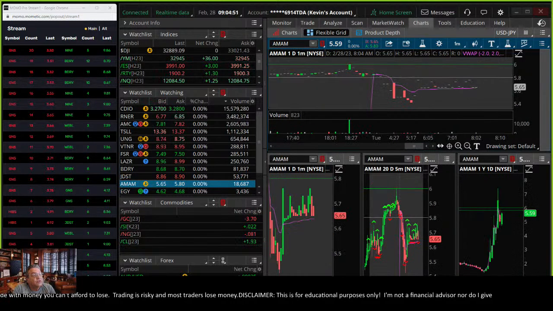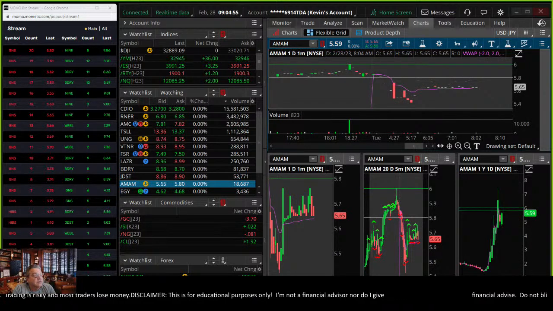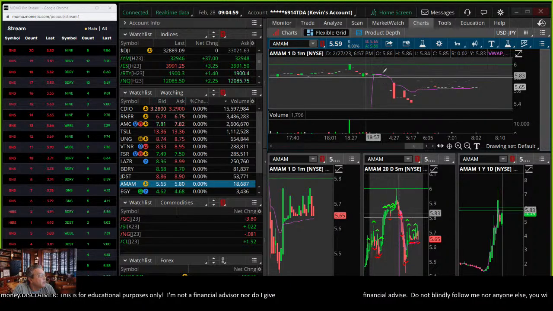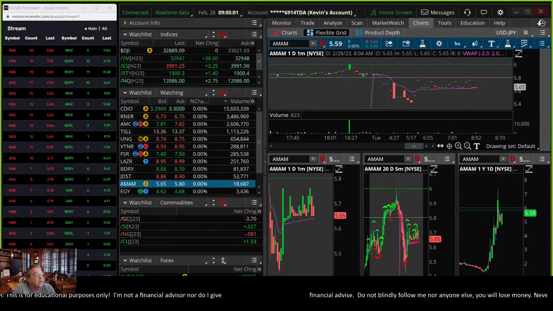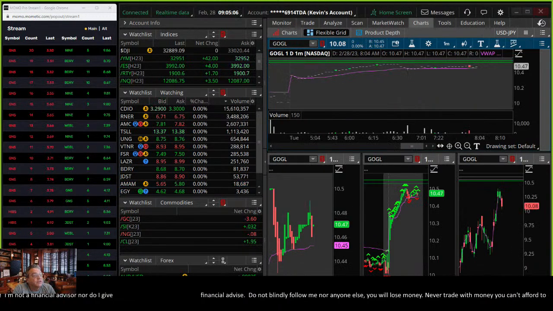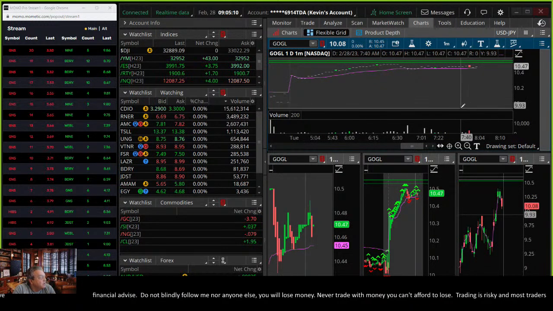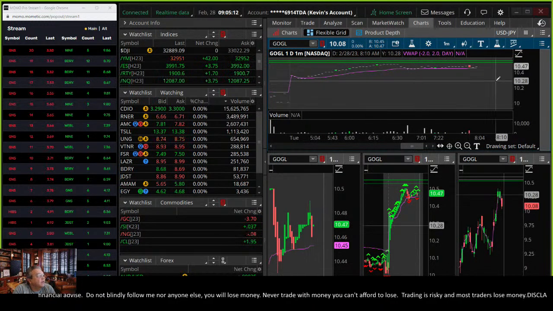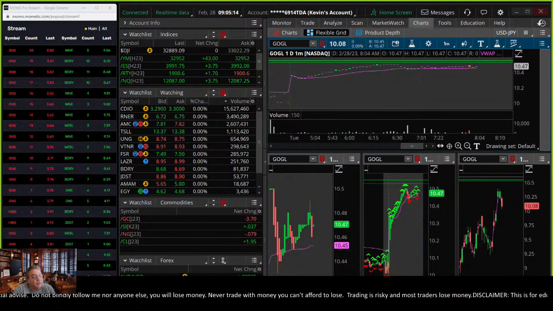AMAM. Another nice one. I like AMAM. I like to see that start to pull back a little bit higher, get a little bit more activity in here, so I want to keep an eye on AMAM. GOGL is another one I'm keeping an eye on. GOGL is going to start heating up, and I do see some upper targets up here, but I want to get a little bit more volume in here before I jump into that.